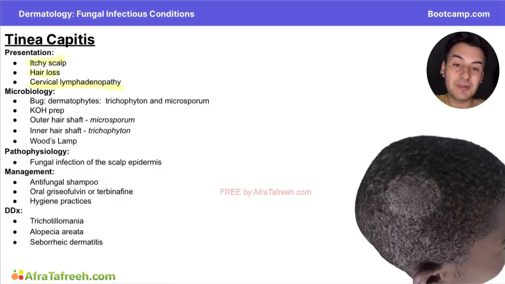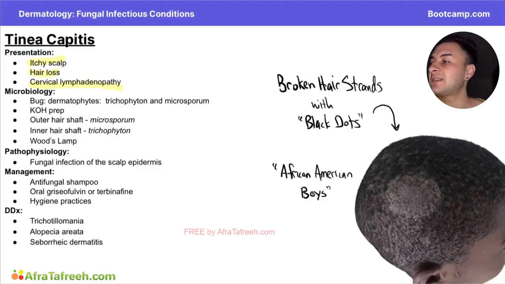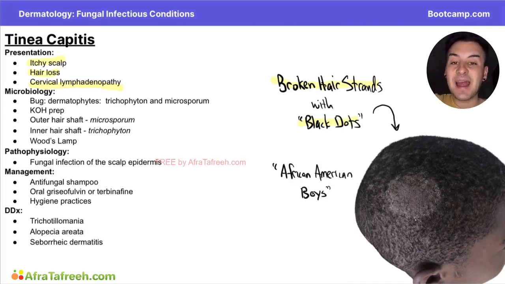Now, let's take a look at what this looks like on physical exam. So classically, this is going to be a patch of hair loss, and it's going to be described as broken strands of hair, and that's because patients are itching and causing physical trauma to the hair. And these are described as looking like black dots. So I'm going to highlight this for you guys. Broken hair strands, black dots, and this is classically going to present in African American boys. So in terms of the microbiology here, we're still in dermatophyte land.